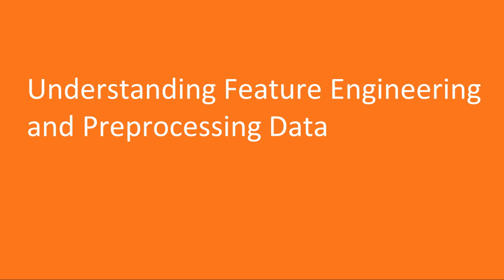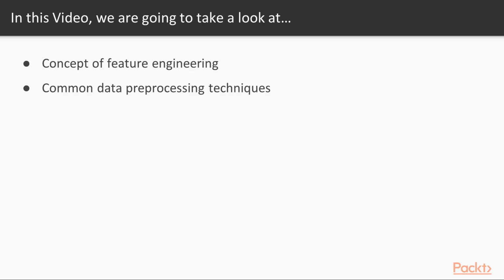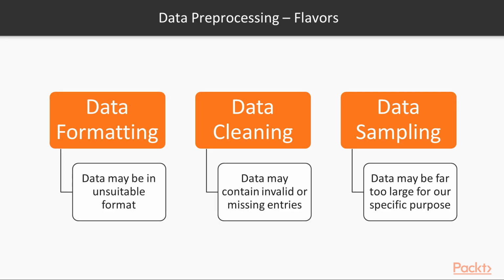Now we move on to the first video of this section, that is, Understanding Feature Engineering and Pre-Processing Data. In this video, we will understand the basic concept of feature engineering. Then we will look at some of the most common data pre-processing techniques. Although every learning algorithm has its own strengths and weaknesses, differences in performance often come down to the way the data is prepared or represented. Feature engineering can thus be understood as a tool for data representation. Let's see how it fits in the pipeline.